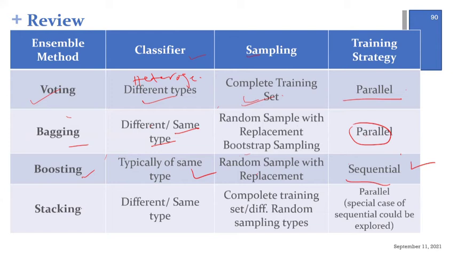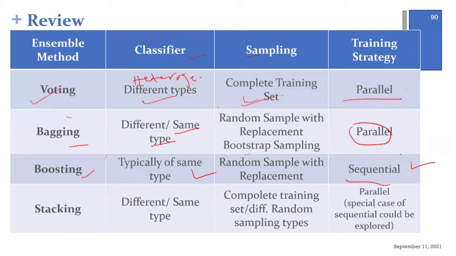And the last but not the least is the stacking. In the stacking, you can have different or same type, very flexible one. So sampling can be, you can use the complete training data set. That is, if you are using different classifiers, then it's okay to use complete training set for them. Or if you like, you can also use different random sampling types. So stacking is very flexible, and this is one of the advantages of this method from my own personal experience. It's very flexible with you.